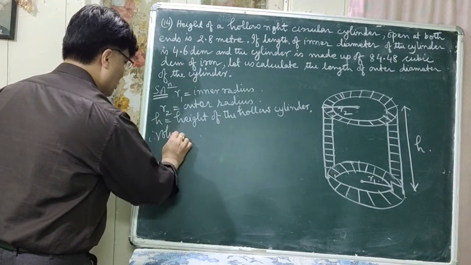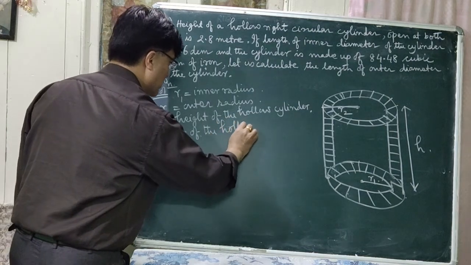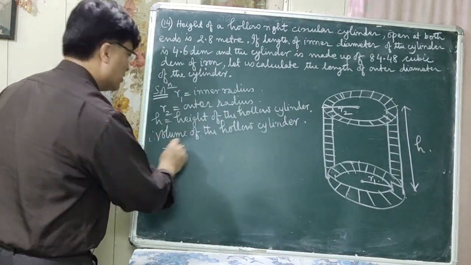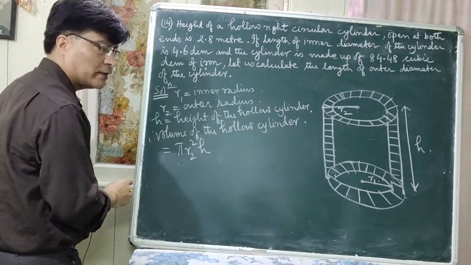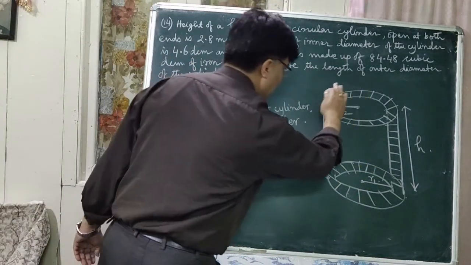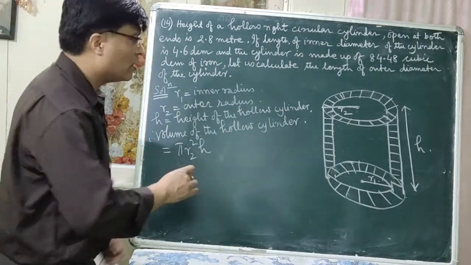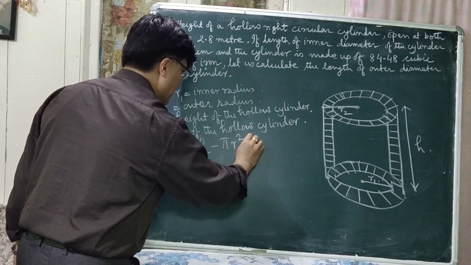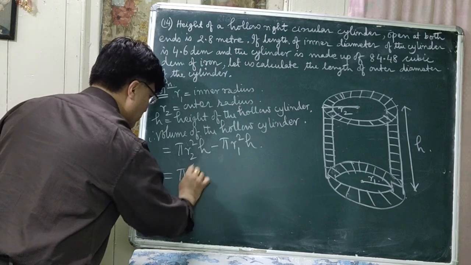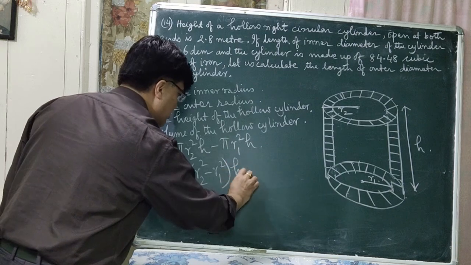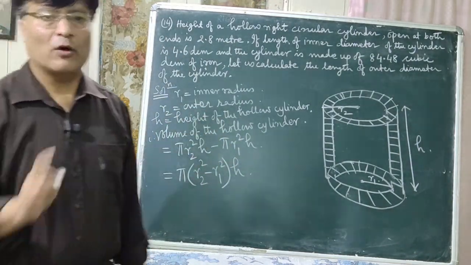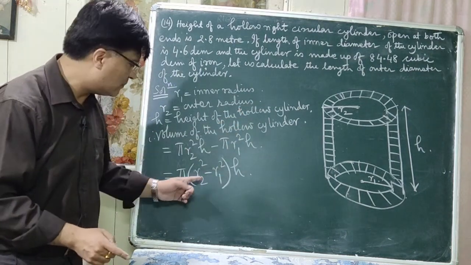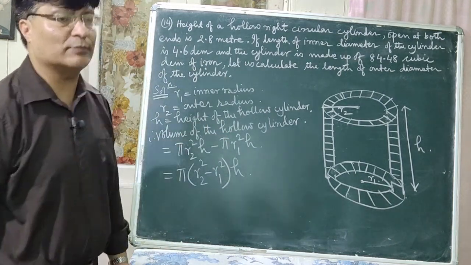So therefore, volume of the hollow cylinder, how can you find it? Volume of the hollow cylinder is equal to pi r2 square h, because we have to use the outer radius for the volume of the cylinder. Then you have to use the inner portion of the cylinder and subtract it, that means minus pi r1 square h. Right? So what is common here? Pi within bracket r2 square minus r1 square, bracket closed, then h. So this is the formula for volume of the hollow right circular cylinder, which is equal to pi (r2 square minus r1 square) into h, where h is the height of the hollow cylinder, r2 is the outer radius, and r1 is the inner radius of the hollow cylinder.